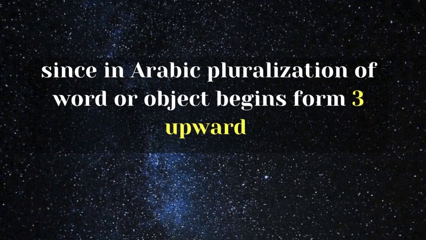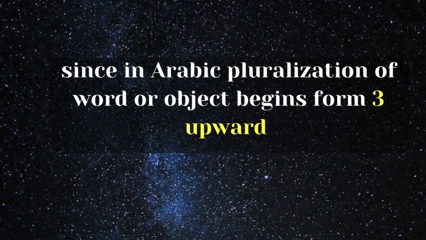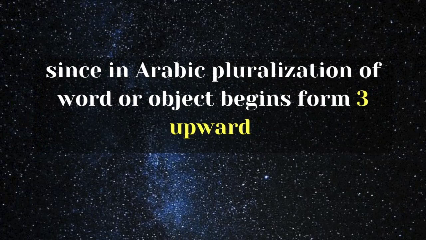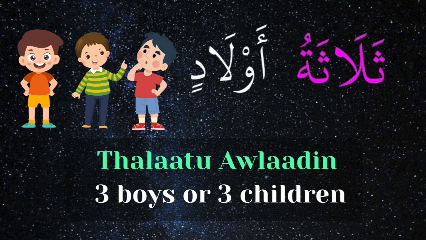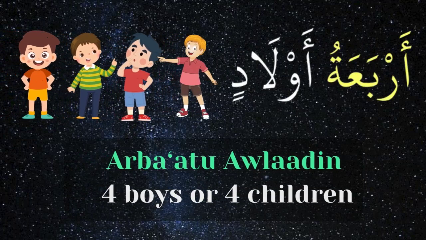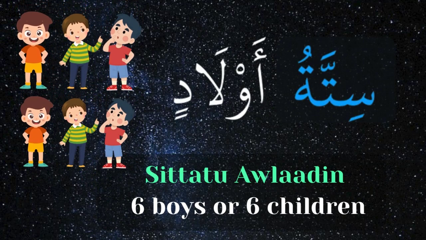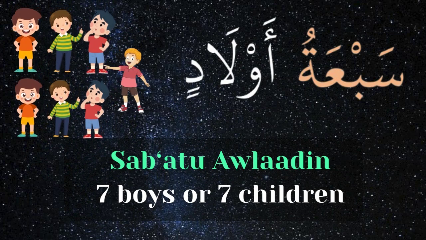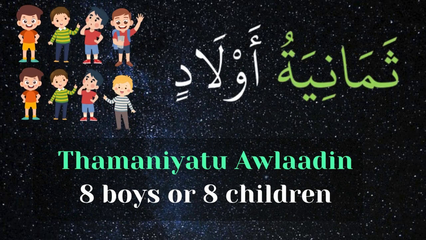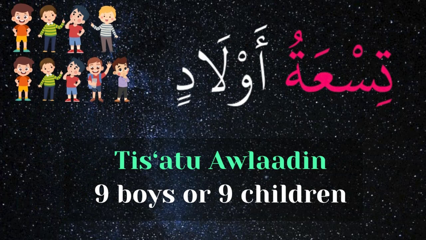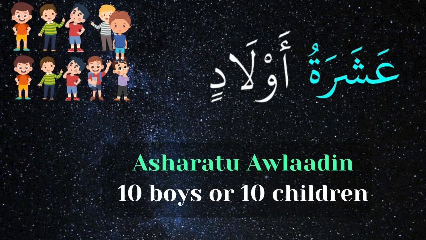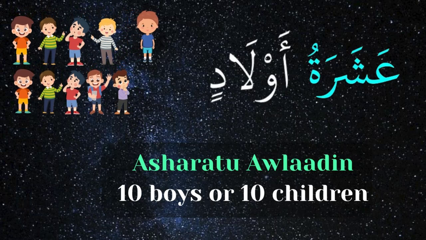Since in Arabic, pluralization of a word or an object begins from 3 upward, we can then express it from 3: thalathatun awladin, arba'atu awladin, khamsatu awladin, sittatun awladin, sab'atun awladin, thamaniyatun awladin, tis'atu awladin, asharatu awladin, which is up to 10 this way.